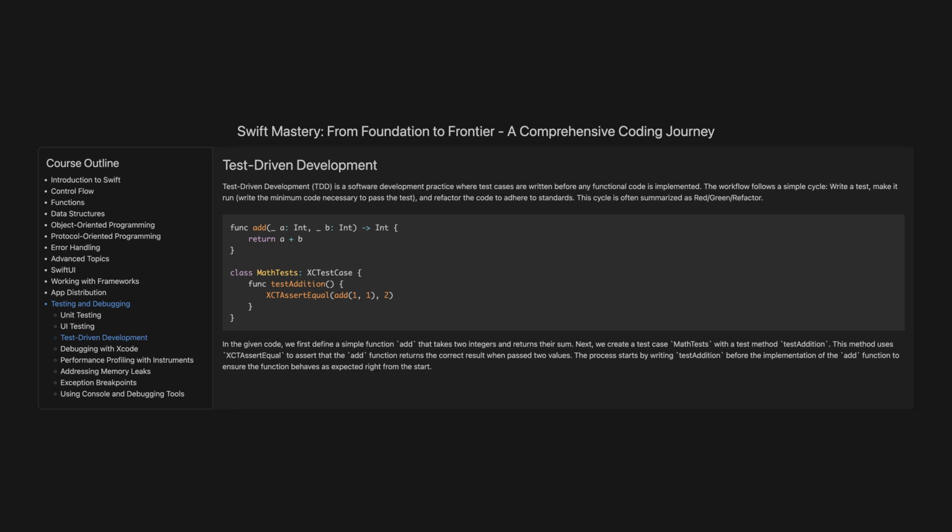In the given code, we first define a simple function add that takes two integers and returns their sum. Next, we create a test case, MathTests, with a test method testAddition. This method uses XCTAssertEqual to assert that the add function returns the correct result when passed two values. The process starts by writing testAddition before the implementation of the add function to ensure the function behaves as expected right from the start.